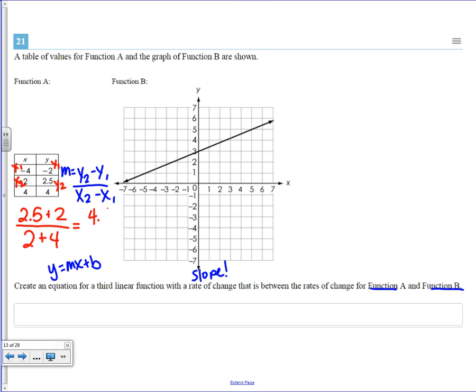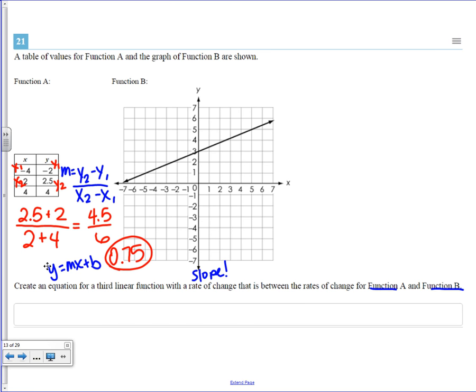So up top I have 4.5. On the bottom I have 6. So we're going to have to go ahead and divide that. 4.5 divided by 6 gives me 0.75. So that is function A. Let's look at function B.